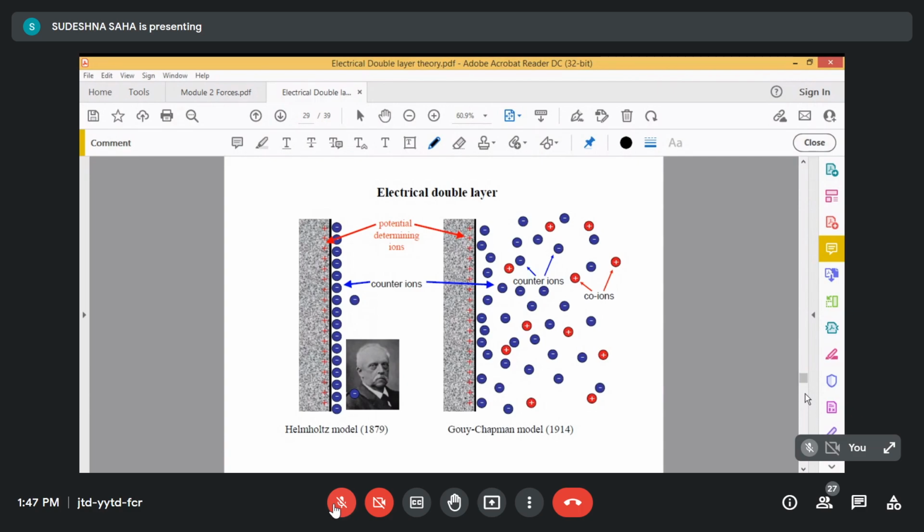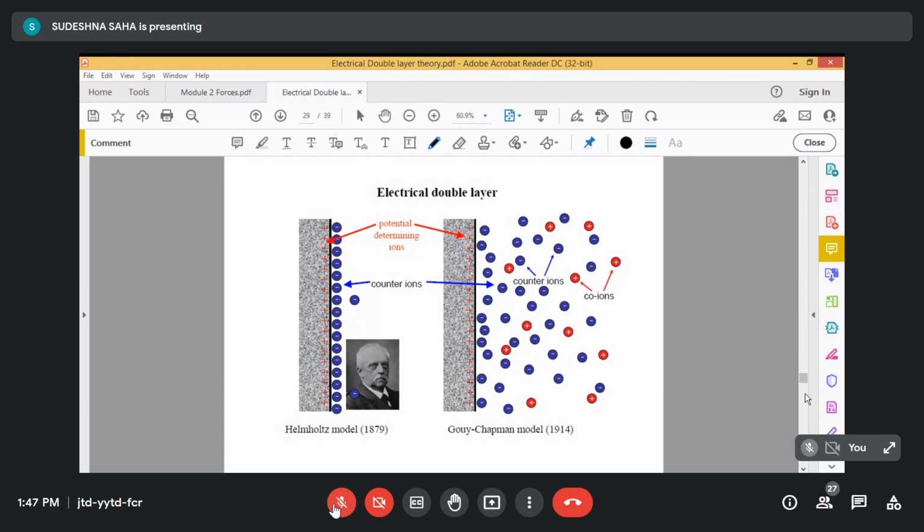Now the primary charge basically cannot attract an equal amount of counter charge, because a gradient of counter ions is established, that basically drives away the counter ions from the surface of the particle.